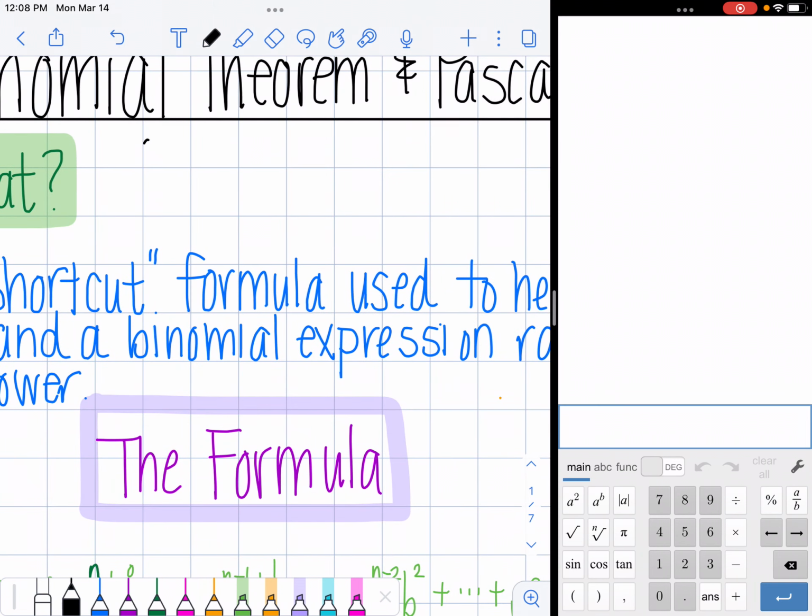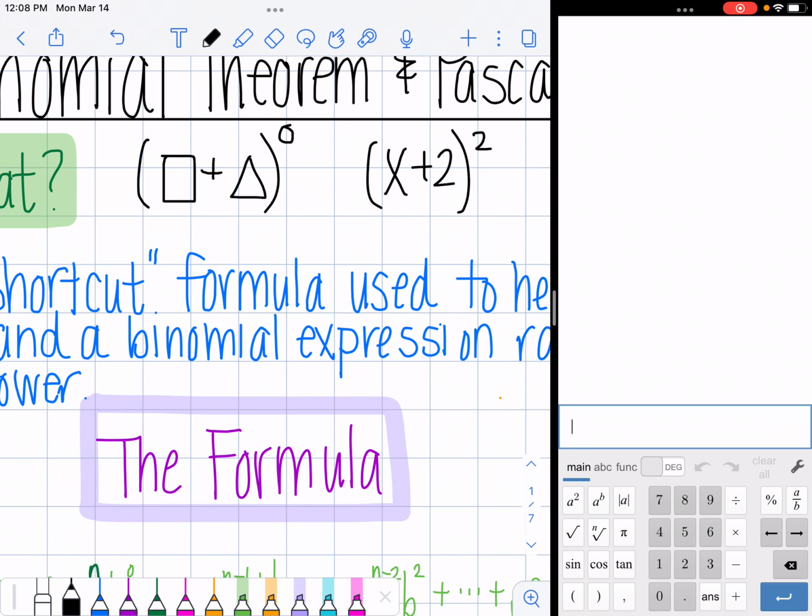A binomial is if you have two terms added or subtracted together, raised to some power. And you've seen this before when you've done the perfect square trinomial or the difference of squares or the difference of cubes or the sum of cubes. You've seen this before where you're actually multiplying this out. So something like x plus 2 squared, where you used FOIL, okay? But now we're taking this exponent and we're making it a lot bigger.